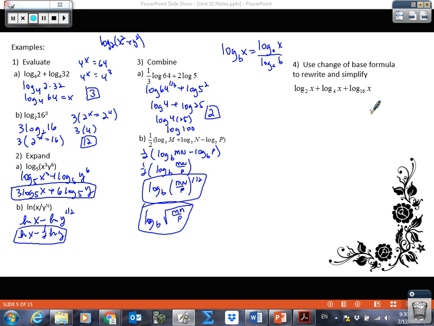when we have a 4 and a 16. So this is already base 2, so let's leave that one alone, and let's change these two to base 2. Okay, so I have log base 2 of x plus. I'm going to work on the middle one. I'm going to change that to log base 2. So this is log base 2 of x over log base 2 of 4. Okay, are we okay with the formula for that middle one? Now I'm going to use the formula on the last one. I have log base 2 of x over log base 2 of 16. And then let's step back and see what we have.